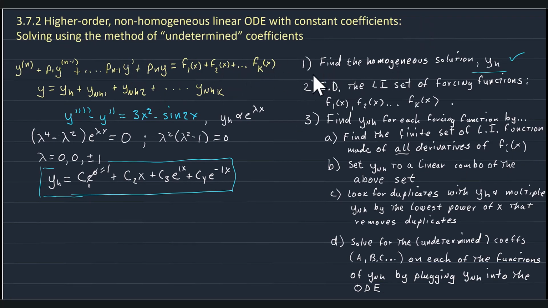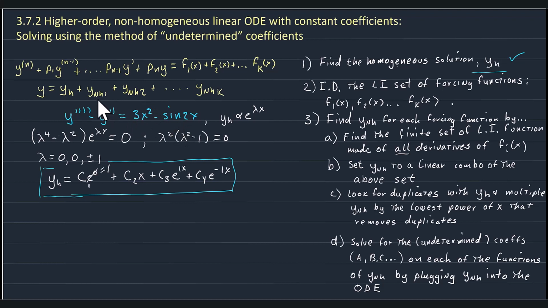So the next thing we need to do is solve for the non-homogeneous part. So step 2 is to identify the set of linearly independent parts of the forcing function. So in this case, 3x squared is definitely linearly independent from sine 2x. So we can easily identify 2 linearly independent functions for the forcing term. And so for that, we know that we're going to have 2 linearly independent non-homogeneous solutions, one for 3x squared and one for sine 2x.